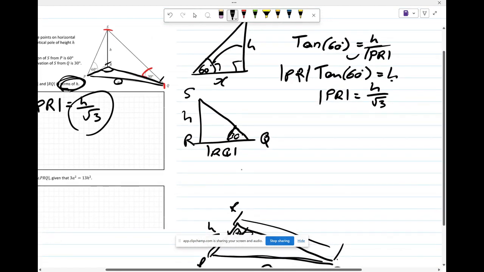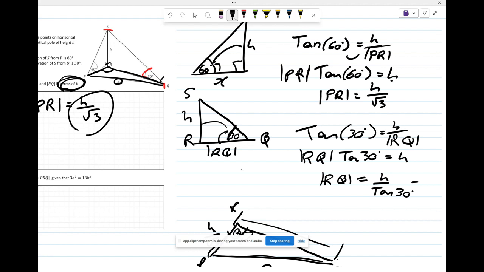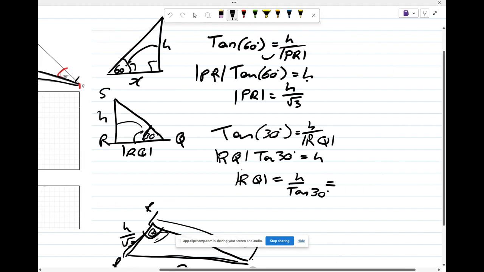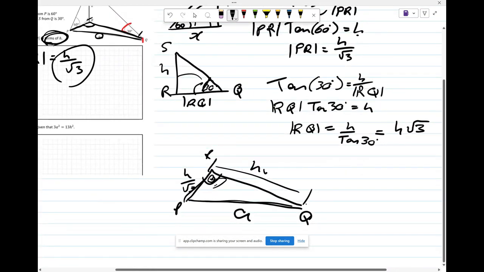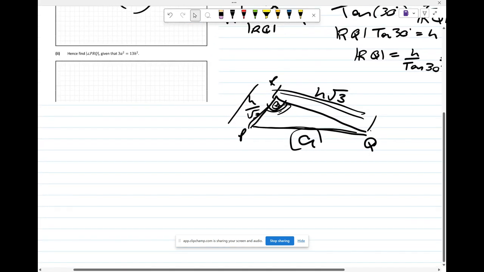Same deal. We know an angle, side opposite, and side adjacent. So tan 30 degrees is equal to h over OQ. Multiply across by OQ. Tan 30 times OQ is equal to h, so OQ is equal to h over tan 30, which is 1 over tan 30. On our calculator, that is root 3, so this is h times root 3 instead of over root 3. Okay, so this is h root 3. Now we have two sides running into the angle and the side opposite it. So perfect, let's use that.